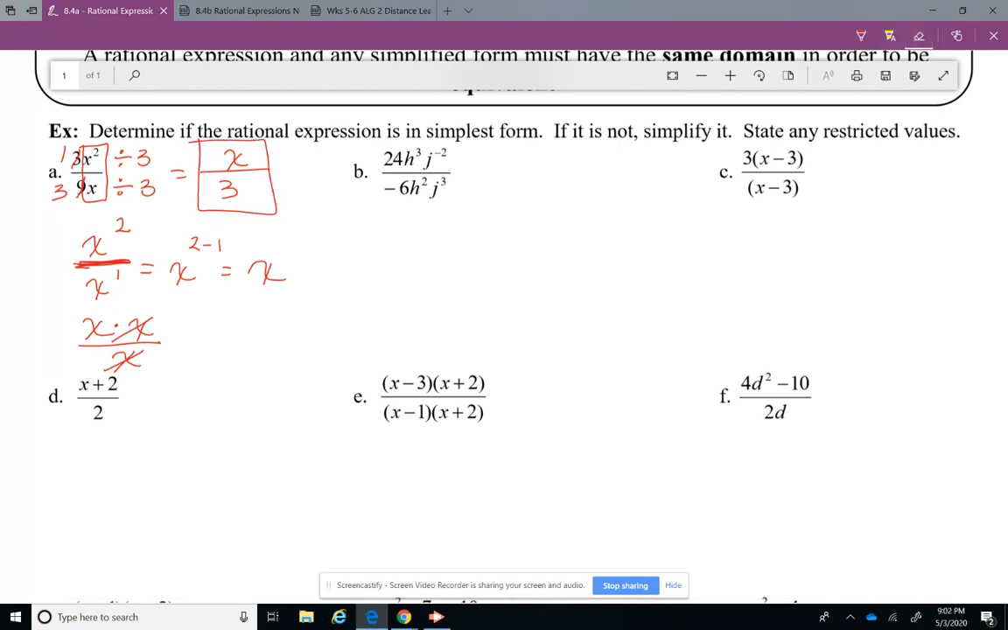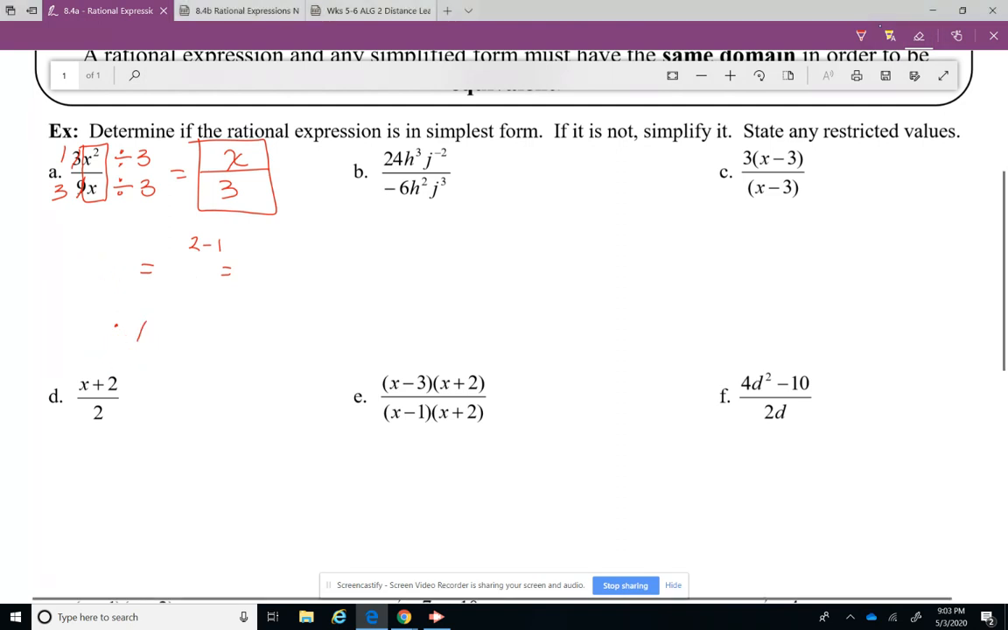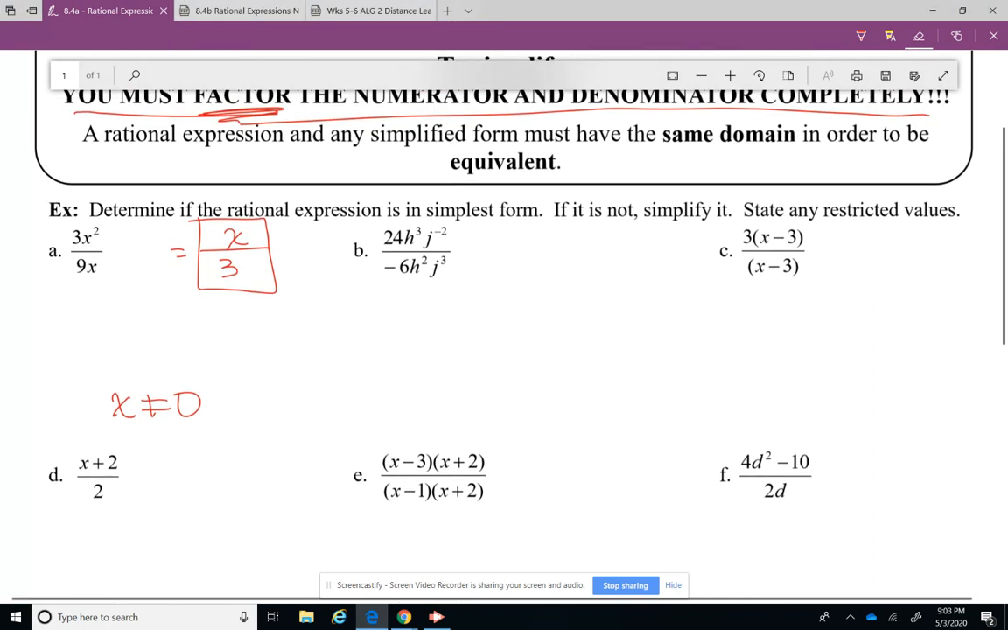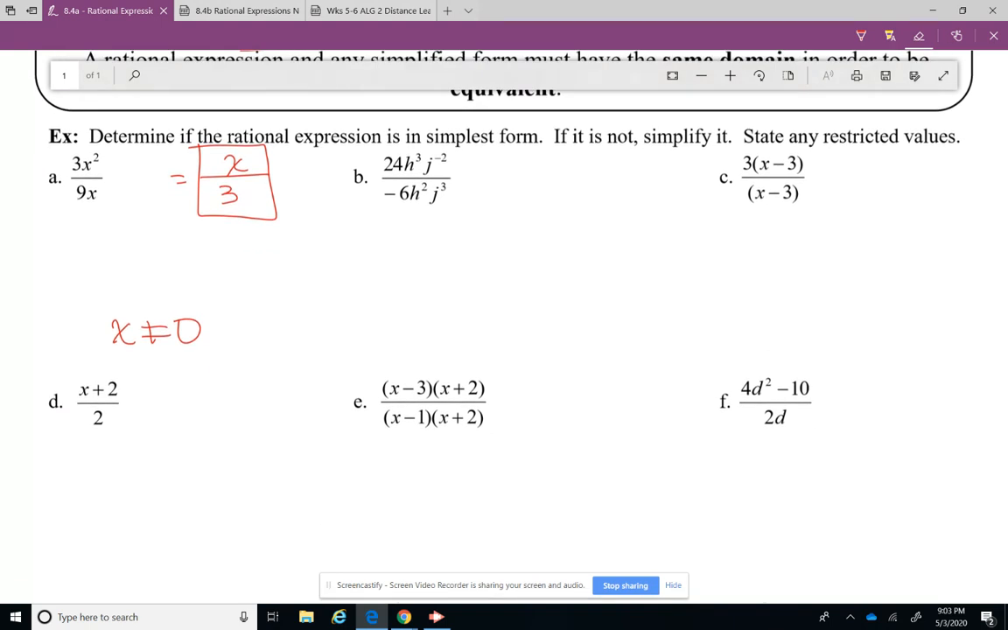But there's one thing we have to do. In order for this to be a rational expression and for us to know what the domain is, we have to look at the denominator and say, that cannot be 0. So if you set 9x equal to 0, because you don't want it to be 0, and you divide it by 9, you find out that x cannot be 0. So that's finding out what are the parameters of your domain. It says here, a rational expression in any simplified form must have the same domain in order to be equivalent. So we know that x cannot be 0. That's the restriction. That's the restricted value.